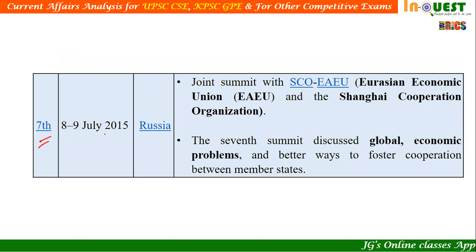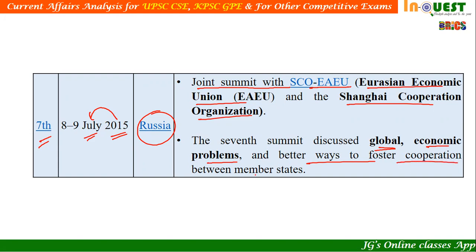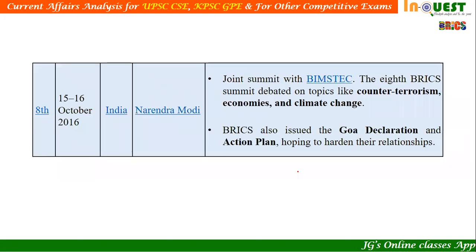Next, the 7th summit of BRICS was held in the year 2015, between 8 and 9 July, and it was hosted by Russia. Here, this summit was again a joint summit with SCO and EAEU, that means the Eurasian Economic Union and the Shanghai Cooperation Organisation. So in this summit, various discussions were on global and economic problems and better ways to foster cooperation between the member nations.